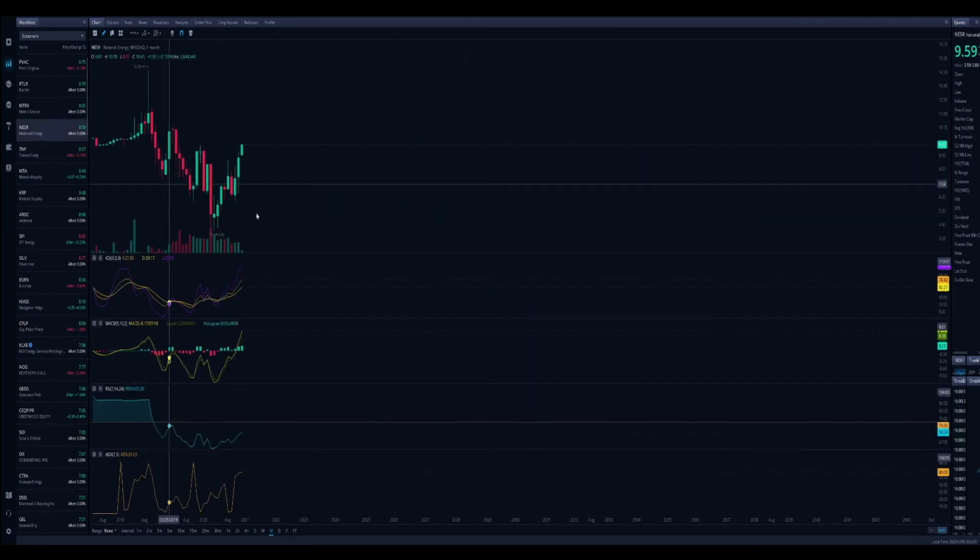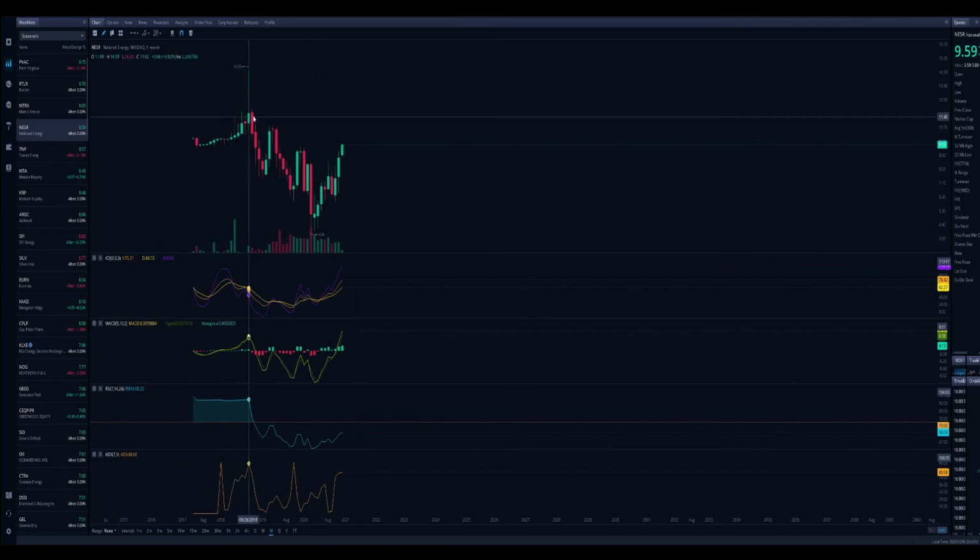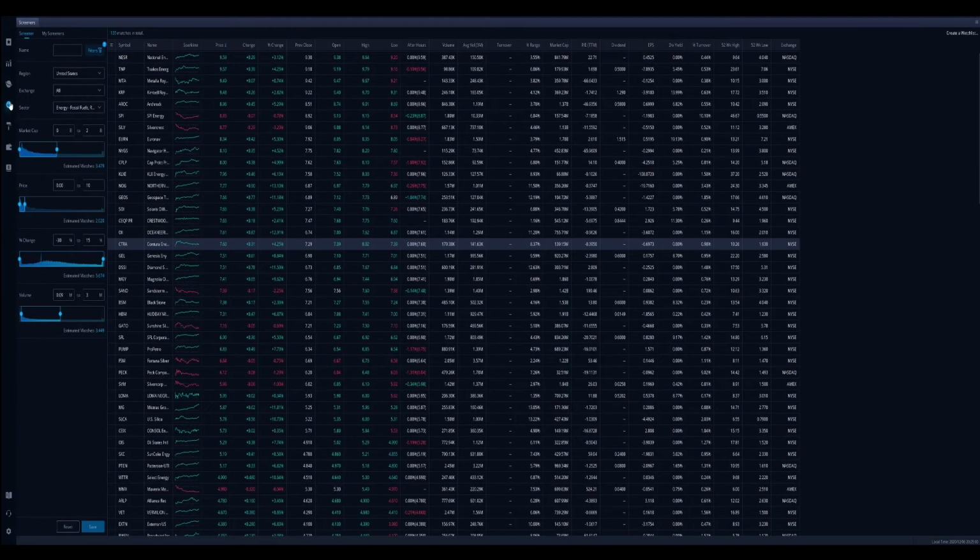We could look at a different stock right here, National Energy. We could see that this is a newly grown stock. And so like I'm saying, using the settings we had used before, if we go back to our screener and you guys want to follow along, 0 to 2 for the market cap, your price range would be 0 to 10, the change rate would be negative 30 to 15, volume would be 0.9 to 3.